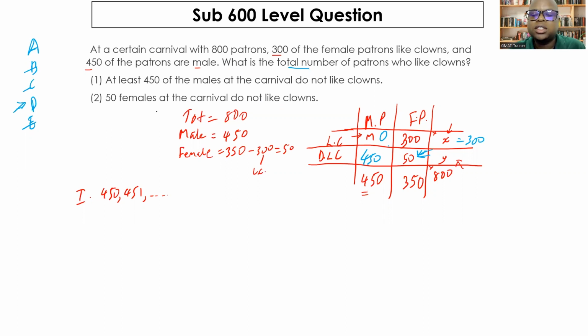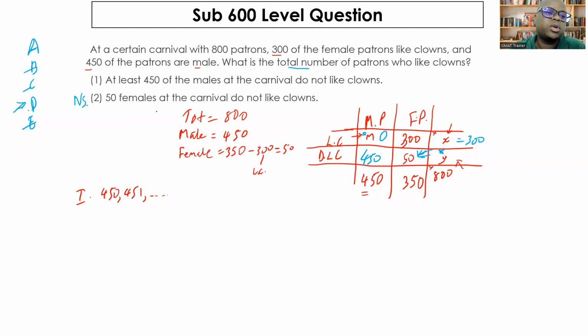It doesn't tell us how many of the males don't like clowns or who like clowns, or how many of the patrons don't like clowns altogether. So it's not giving us information on Y or M. For that reason, it's actually not sufficient. So the second statement is not sufficient.